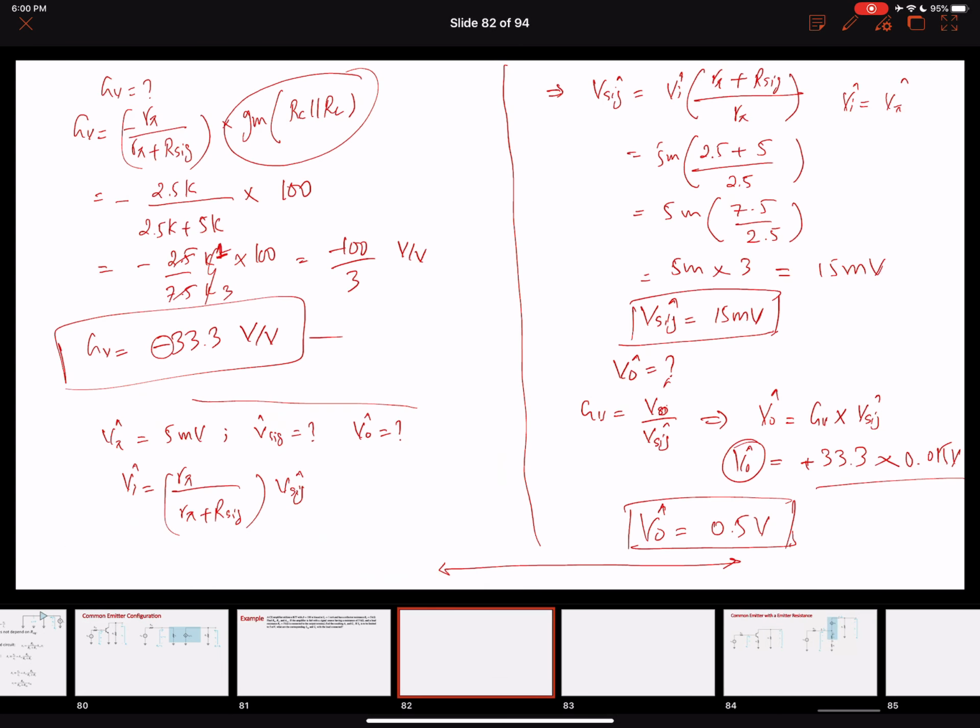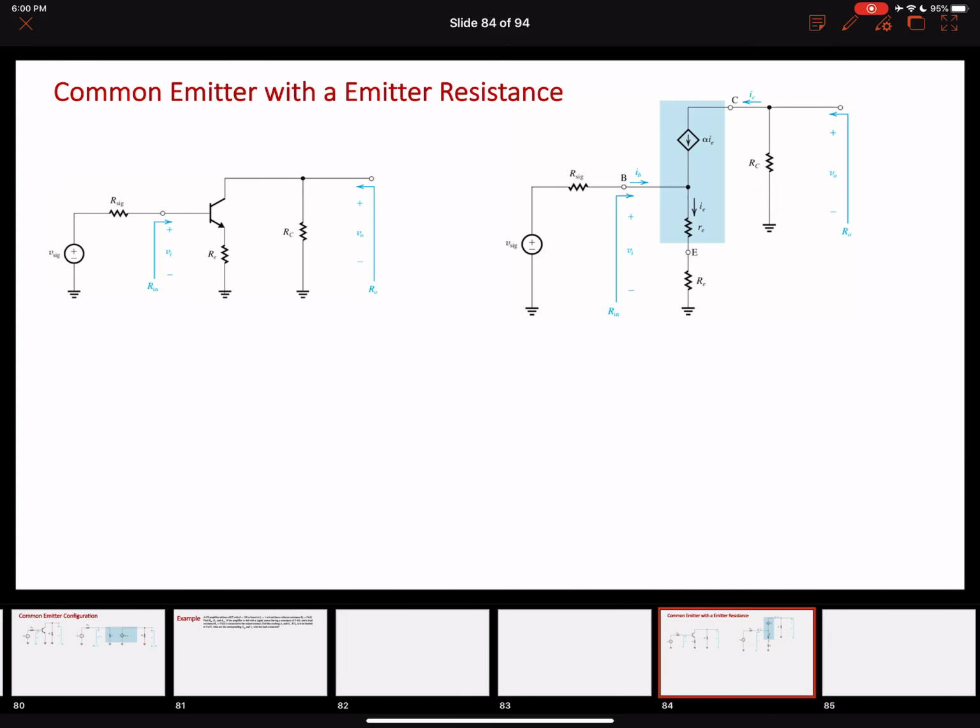Okay, so this is good. Now let's do a slightly more complicated common emitter configuration model. In this model, the model is essentially exactly the same. We have a common emitter thing here. What we are doing now is adding an emitter resistance as well. Now we have an RE emitter resistance attached here.